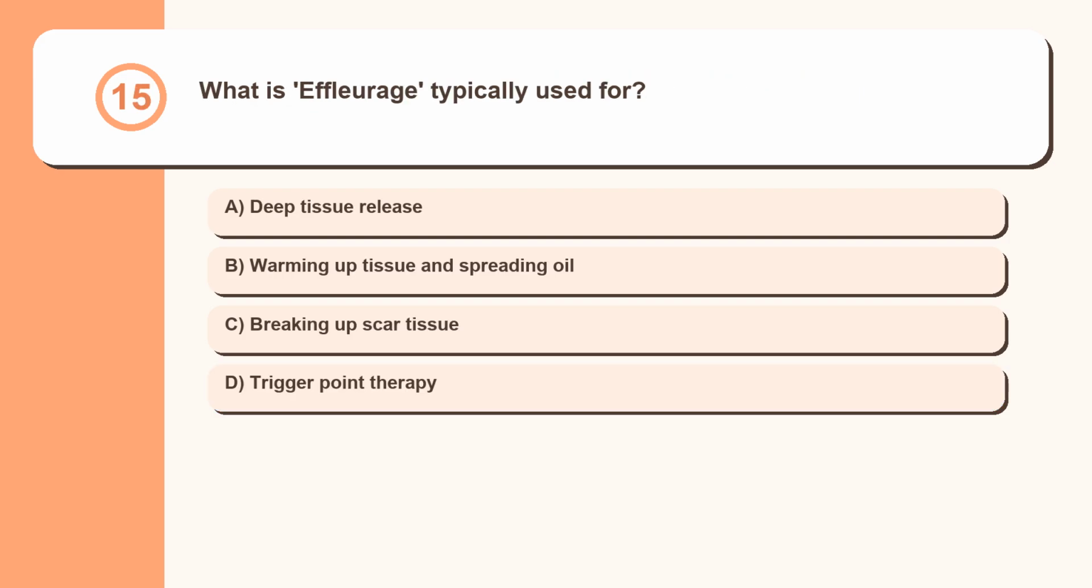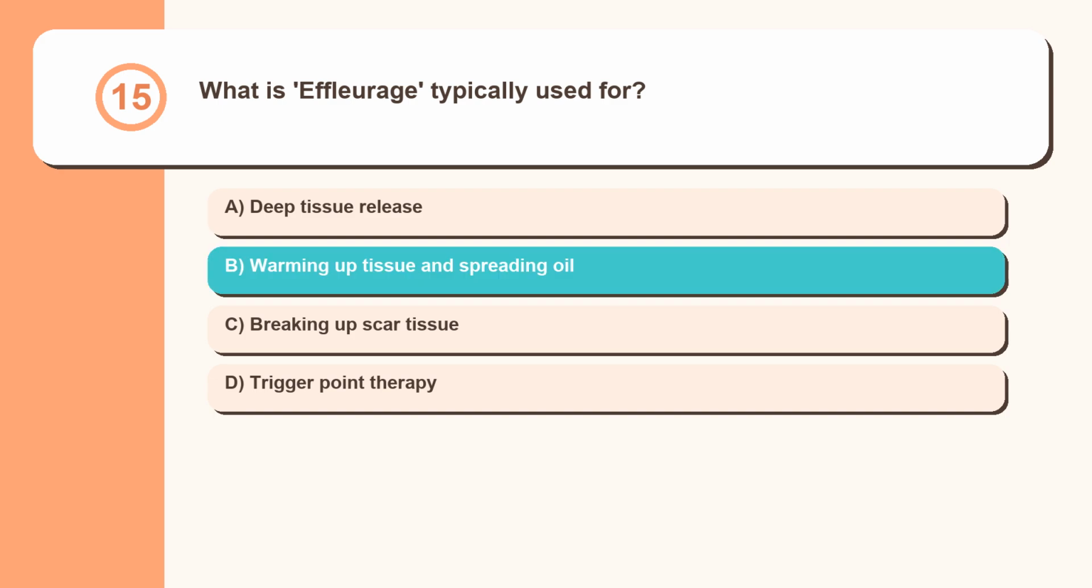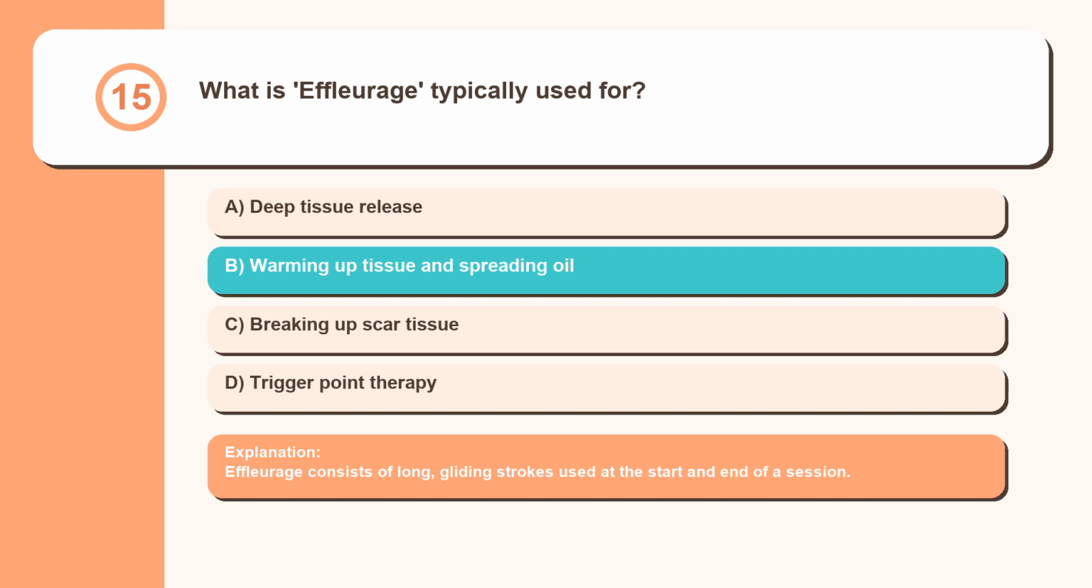Question 15. What is effleurage typically used for? Deep tissue release, warming up tissue and spreading oil, breaking up scar tissue, trigger point therapy. Effleurage consists of long, gliding strokes used at the start and end of a session.